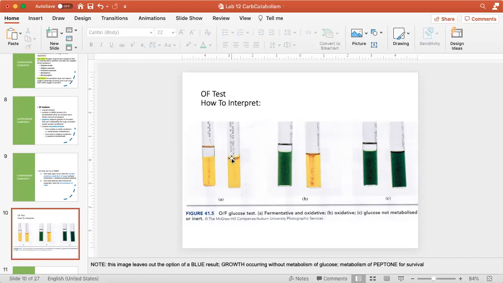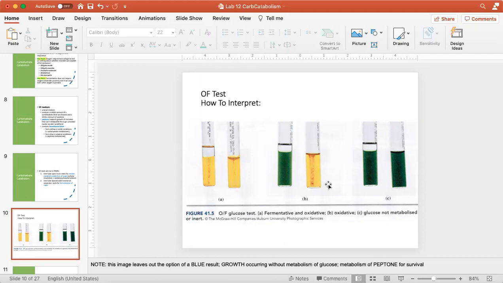Now I'm going to evaluate what each tube means. The tube that's open to the air is testing for aerobic cellular respiration. If the microbe was able to do it, the tube will turn yellow, and it has. So I've got a microbe in here that's doing aerobic cellular respiration. This tube tests for fermentation. If the microbe is fermenting the glucose, the tube is going to turn yellow, and it has. So I have a microbe here that can do both things. It can do oxidative and fermentative catabolism or breakdown of glucose.